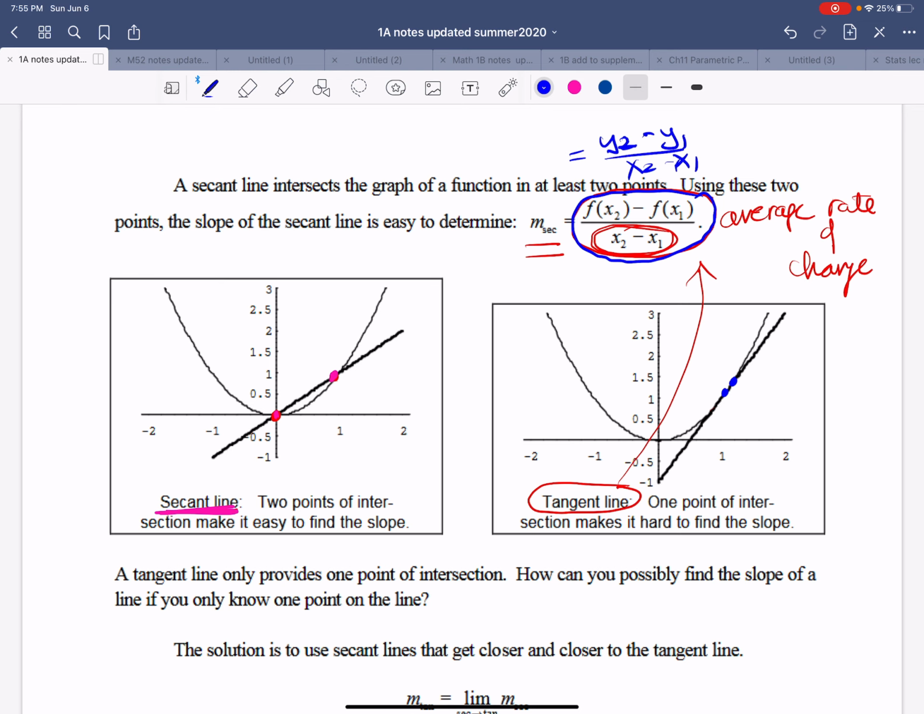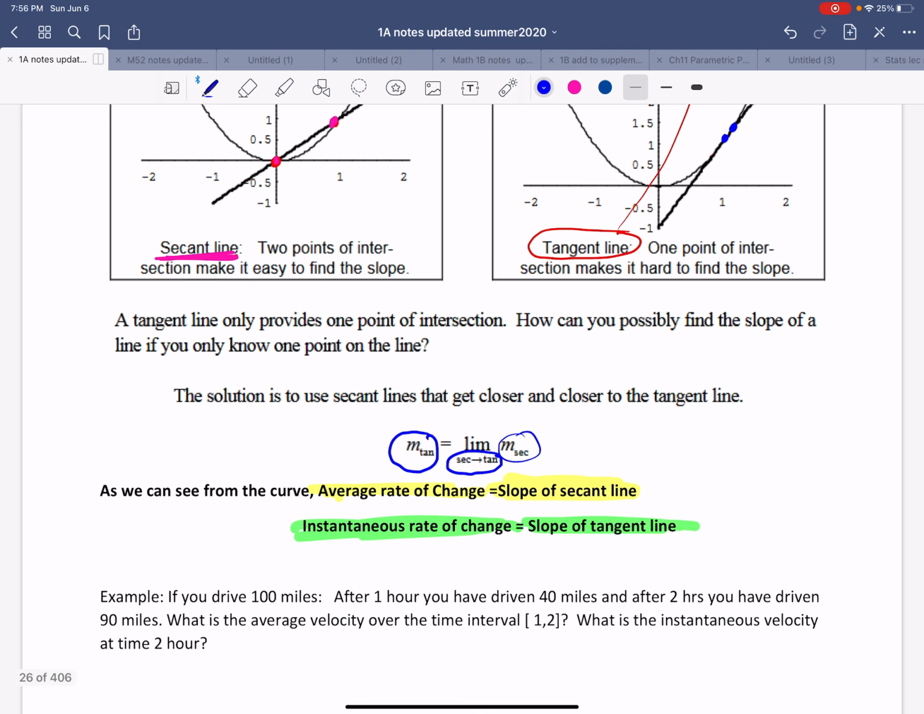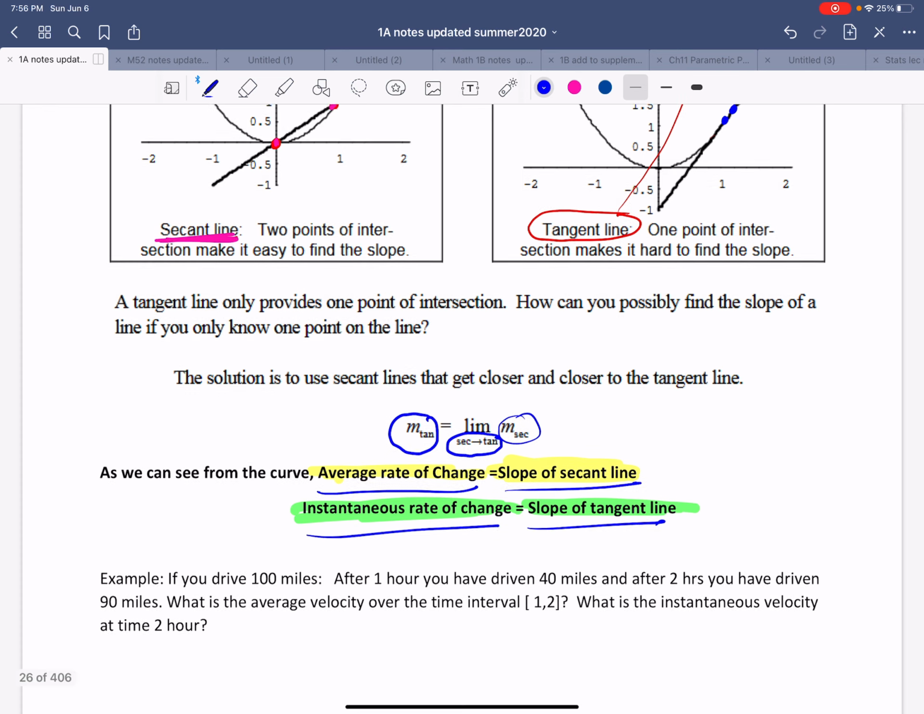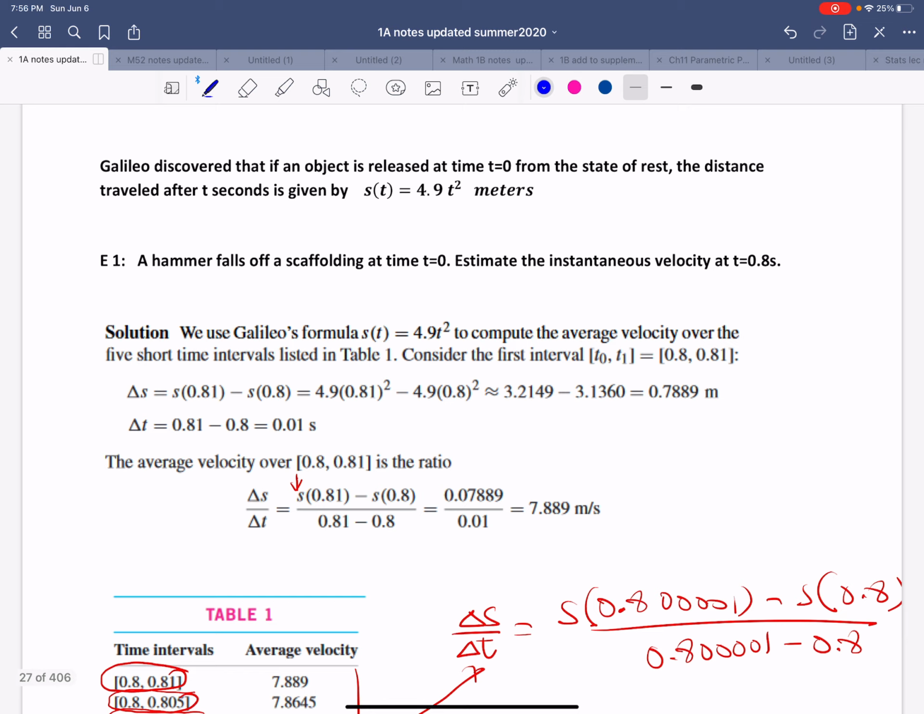So if you bring 2 points very, very close, we can find the slope of tangent line by bringing the 2 points very, very close to each other. So average rate of change is the slope of secant line, instantaneous rate of change is the slope of tangent line. How do I find the slope of tangent line? I will have to bring the 2 points very, very close to each other.